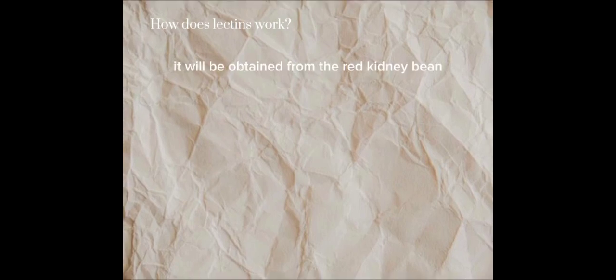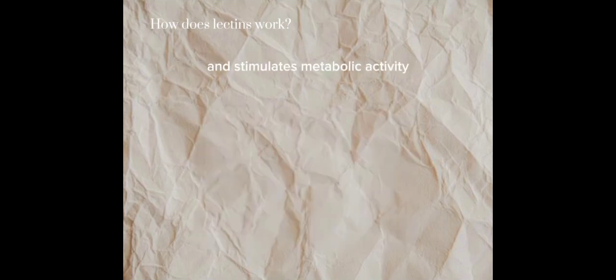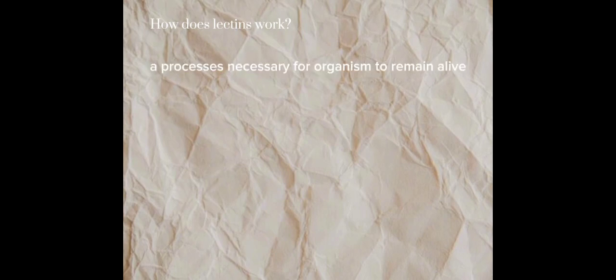How does lectin work? Lectins are known as phytohemagglutinins. It is obtained from the red kidney bean and binds to the membrane of T cells and stimulates metabolic activity, processes necessary for an organism to remain alive.